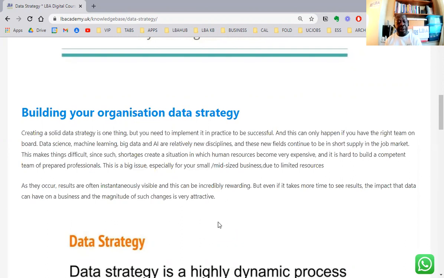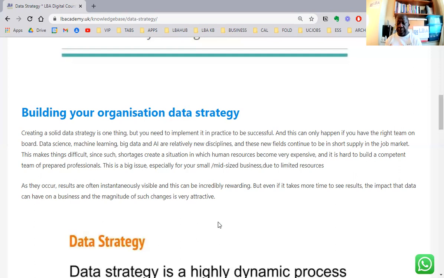Data science, machine learning, big data, and AI buzzwords are relatively new disciplines, and these new fields continue to be in short supply in the job market. This makes things difficult, since such strategies create a situation in which human resources become very expensive, that's talent, and it's hard to build a competent team of prepared professionals. It's a big issue, especially for yourself being a small and mid-sized business due to limited resources.